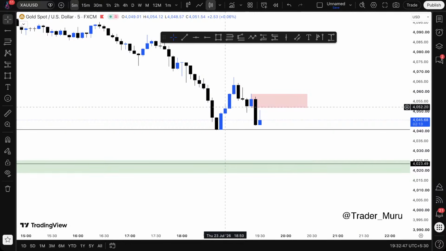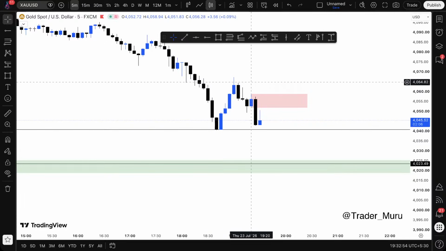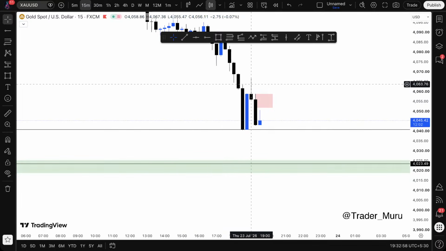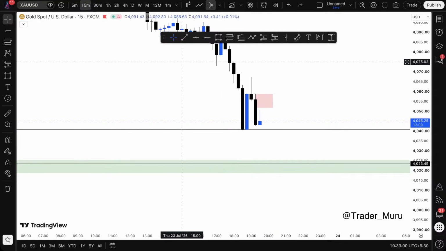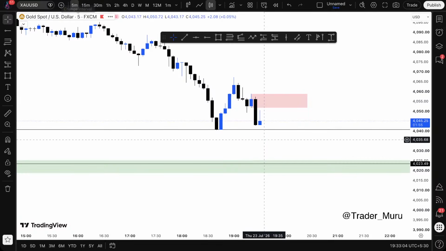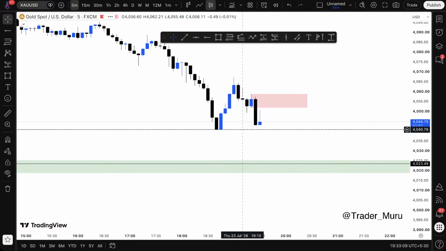Hope you guys understand why we did not buy here after this massive buy. We were still bearish because 15-minute was bearish. We had a sweep and a close below. After the sweep, we had a 5-minute momentum change. It was a clear bearish sign. Our first target is 4040.